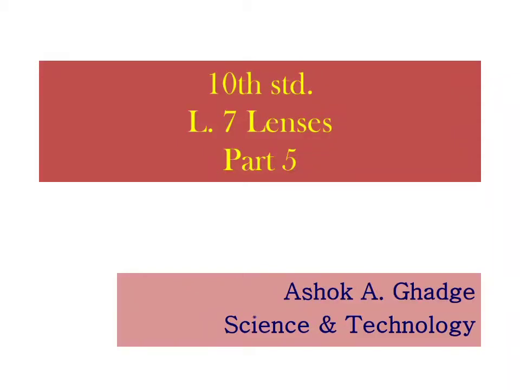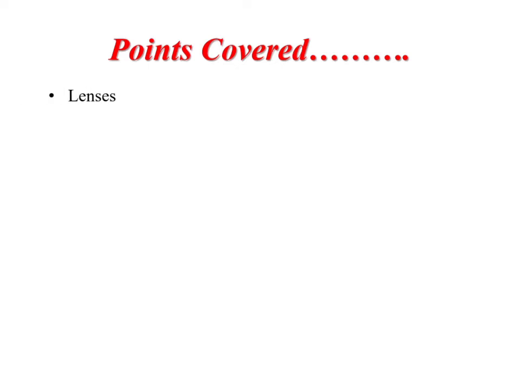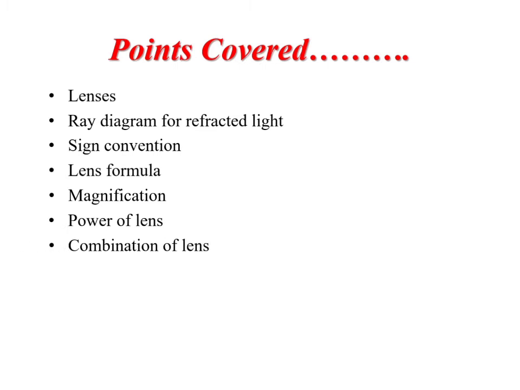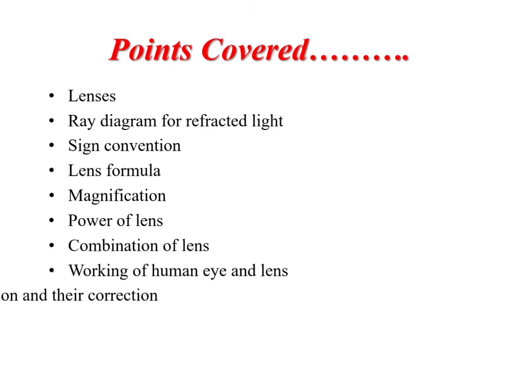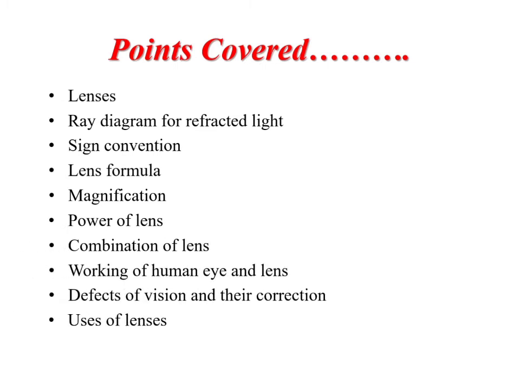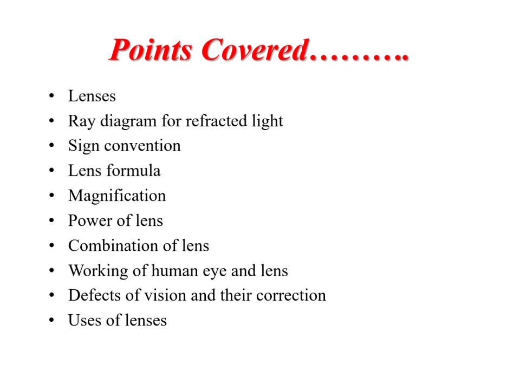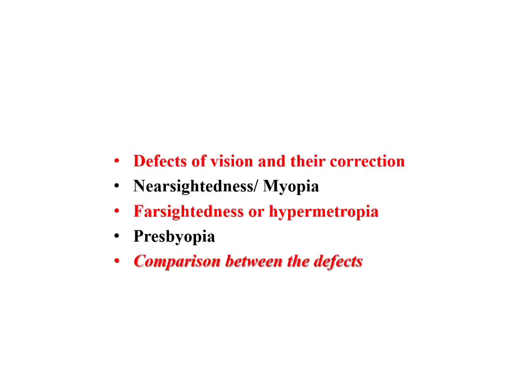Today we are going to see lesson number 7, part 5. In previous lectures, we have seen the topics lenses, ray diagram of refracted light, sign conventions, lens formula, magnification, power of lens, combination of lens, working of human eye and lens, defects of vision and their correction. Also, we have seen the uses of lens.